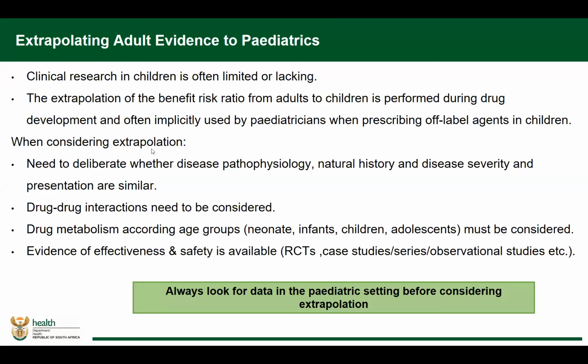When extrapolation is done, we need to deliberate whether the disease pathology, the natural history, and the disease severity are similar among the pediatric group and the adult group. We need to look at drug-drug interactions. We need to look at the drug metabolism according to the age group, whether it's a neonate, an infant, a child, or adolescent. And we need to look at the evidence that has been done of effectiveness and safety.